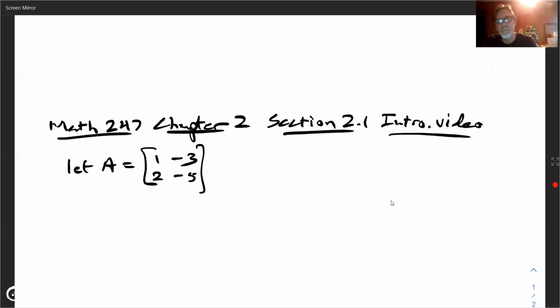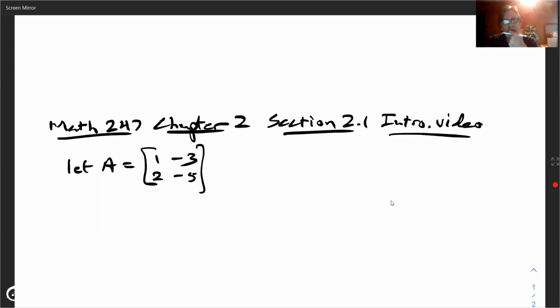Welcome to section 2.2. This section is about the inverse of a matrix. Some of you have perhaps seen this before and know how to take the inverse of a matrix. There are different methods for doing that that we'll discover in this video. I don't want it to be too long, but I want to show you why we do what we do in order to find the inverse.